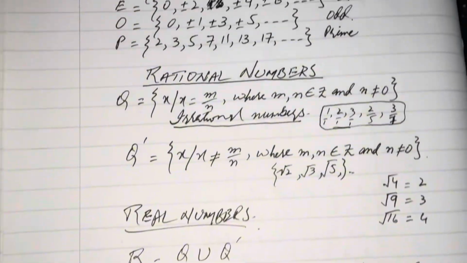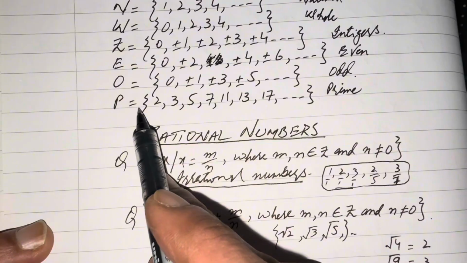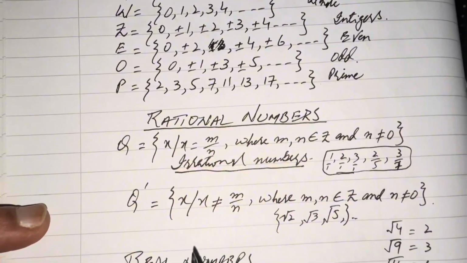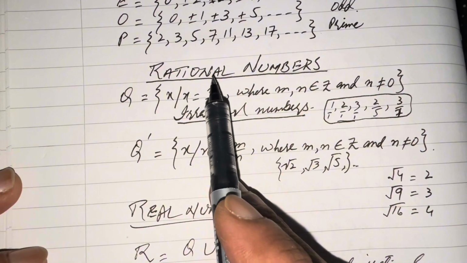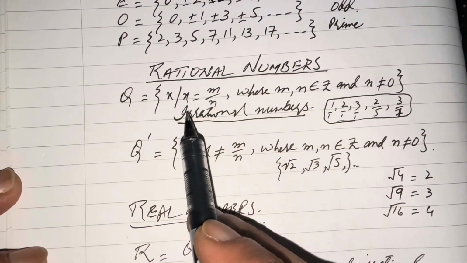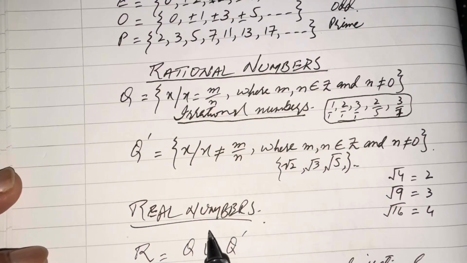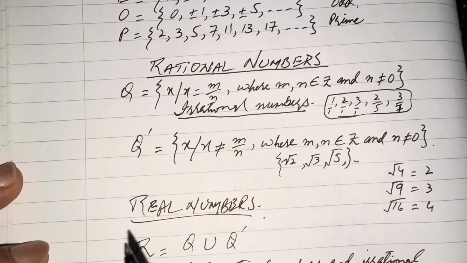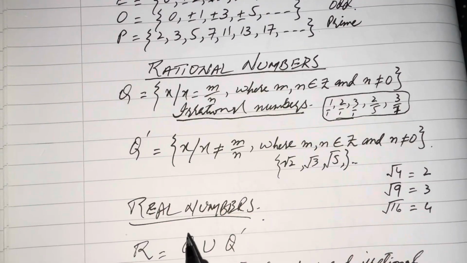If you remember, in our last lecture we learned up to prime numbers, and I told you that we are going to learn about rational, irrational and real numbers in our next lecture. So in today's lecture, we have focused on rational numbers, irrational numbers, and real numbers.